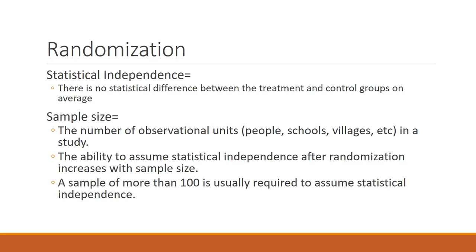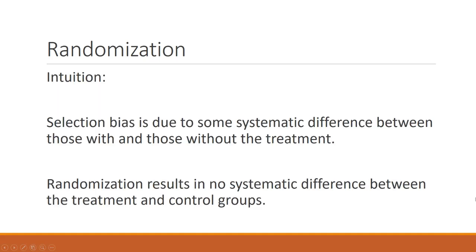Statistical independence is what matters. If you have statistical independence, then your control group is a valid counterfactual. As long as your sample size is big enough, randomization will achieve statistical independence. If your sample size is too small, then randomization might not succeed at achieving statistical independence. We'll talk more about that in a minute.